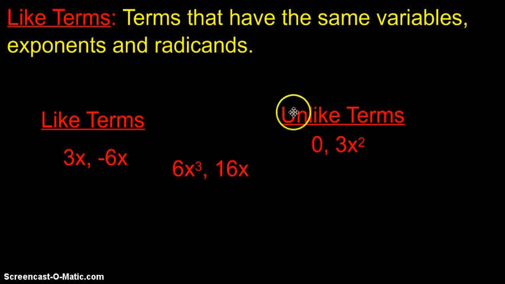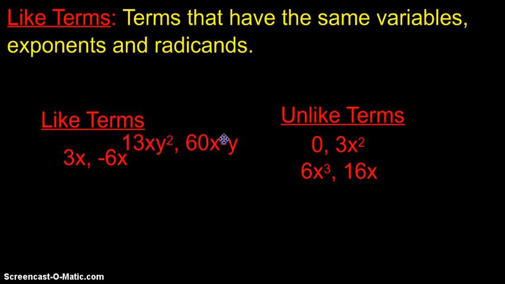These look like they could be like terms, but they're actually not, and if you're not sure why, part of the definition again, exponents have to be the same, which they are not. This is 6 times x times x times x, whereas this is 16 times x, so they're different. They're unlike terms. Another example we got here.